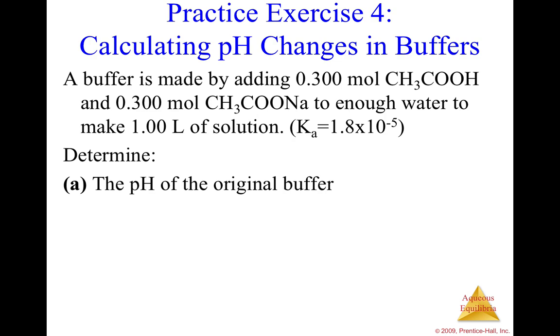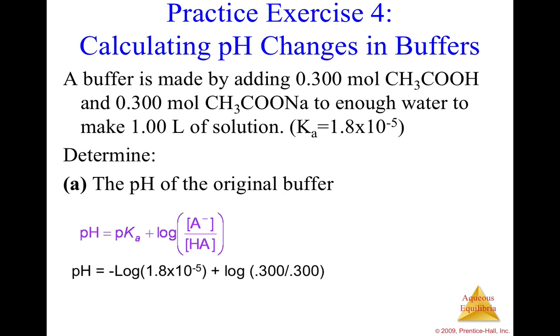Okay, so hopefully you had time, you paused and you worked this out. For the original buffer, I know it's a buffer, so I use my HH equation. pH equals pKa plus log of weak base over conjugate acid. My Ka is 1.8 times 10 to the negative fifth, so the pKa is the negative log of that, plus the log of the weak base over conjugate acid. Notice how the moles and the molarity are the same. So the log of 1 is 0, so anytime you have the same number of moles or molarity of the weak acid and conjugate base, the pH is the same as the pKa. So then I got 4.69.